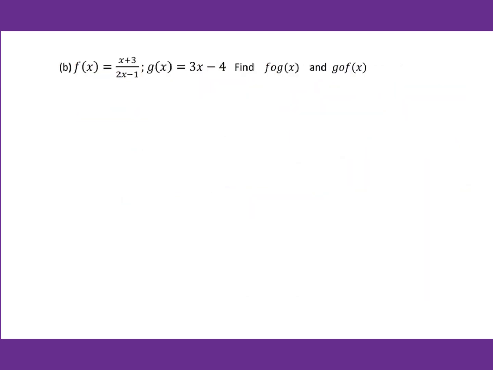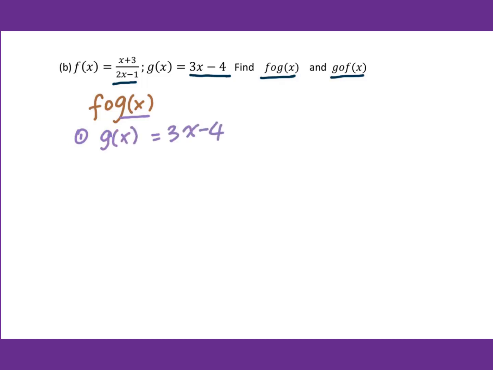Now we go to b. F of x equals x plus 3 over 2x minus 1, and g of x equals 3x minus 4. Find the f of g of x and g of f of x. So we're working on f of g of x first. Remember, inside first. So we're working on g of x. That is 3x minus 4.